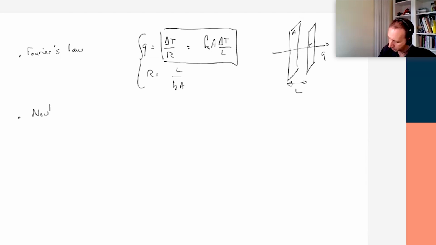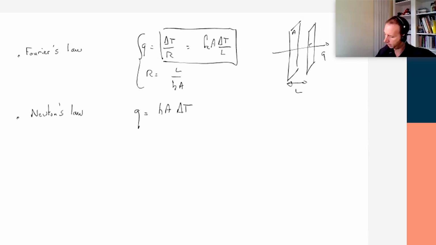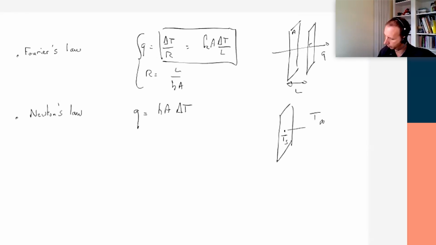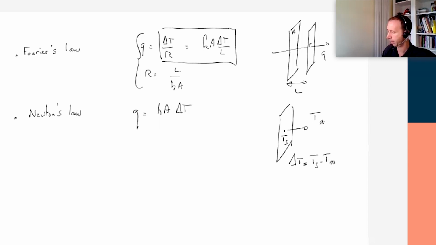Newton's law of convective cooling: Q is equal to hA multiplied by delta T, where you've got a surface at temperature Ts and the fluid at temperature T infinity. If the heat flow goes from the surface to the fluid, it means Ts is greater than T infinity, and therefore in that case delta T is equal to Ts minus T infinity. You take the positive one.